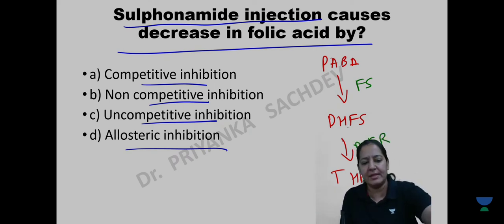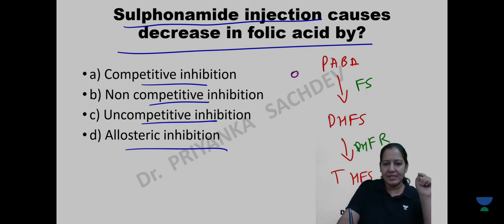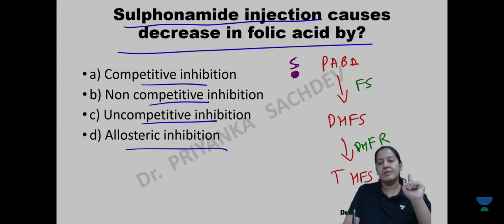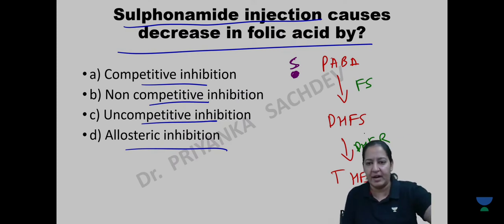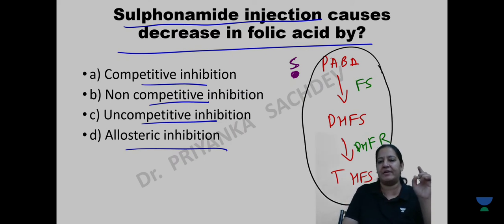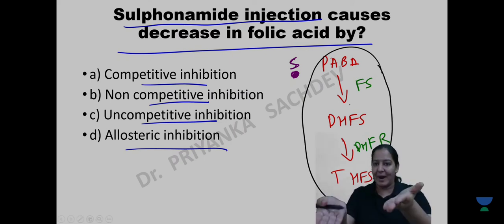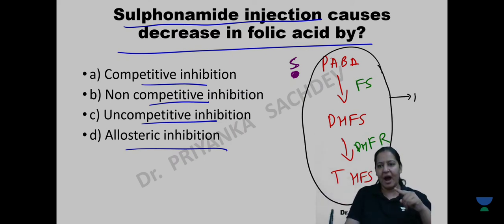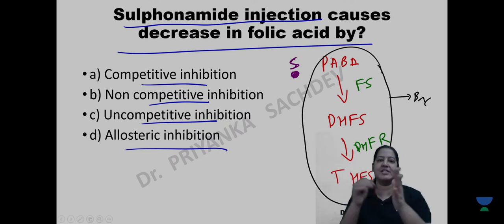Now let me draw sulfonamide. Just suppose this is a molecule of sulfonamide. Just suppose this is happening inside the bacteria. Let me draw the cell of the bacteria. This is happening inside the cell of the bacteria, and this bacteria is present inside me. I am the patient. I am having an infection of this bacteria.